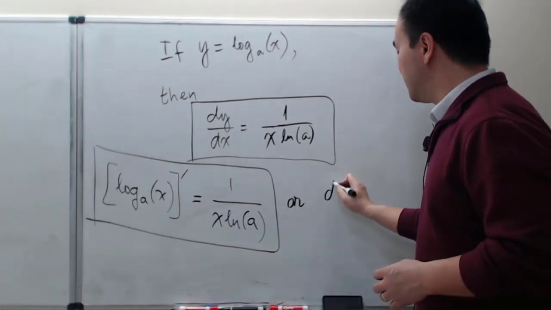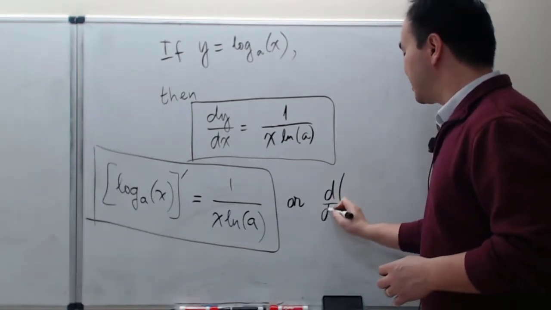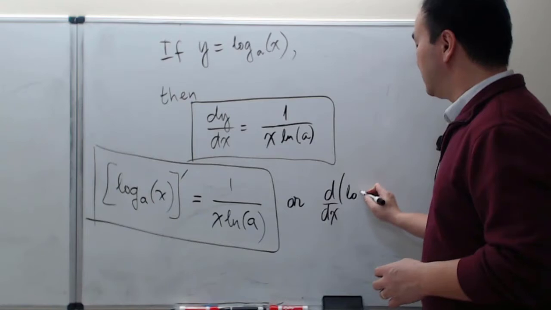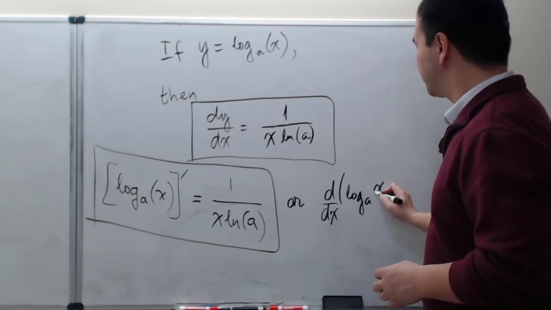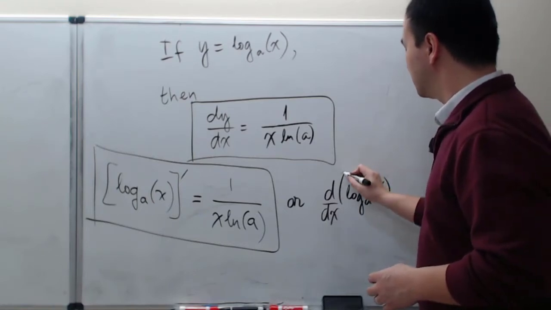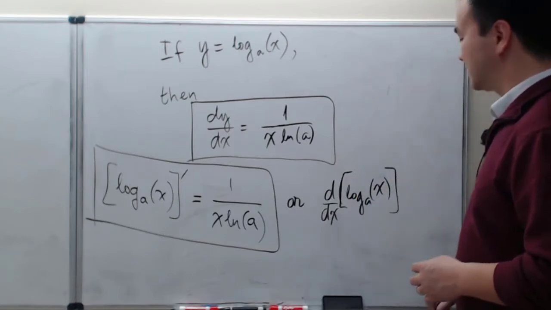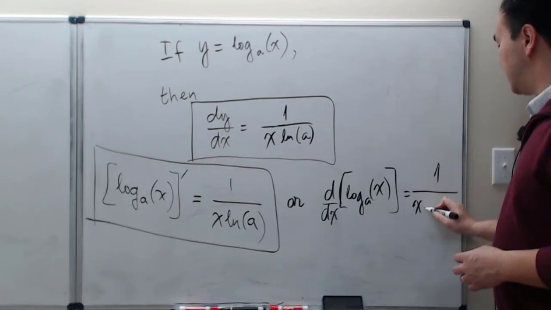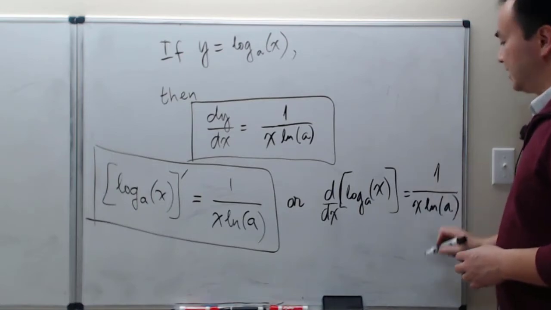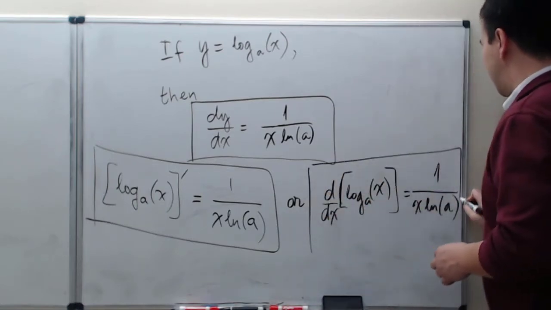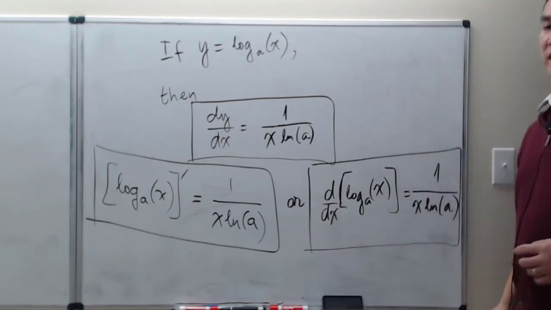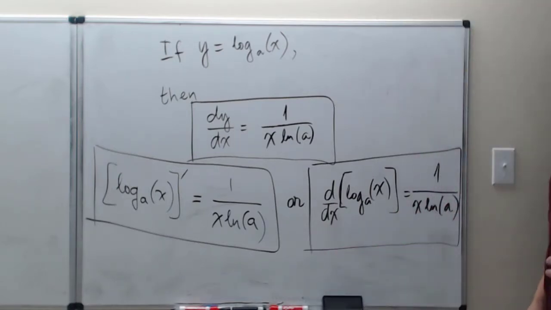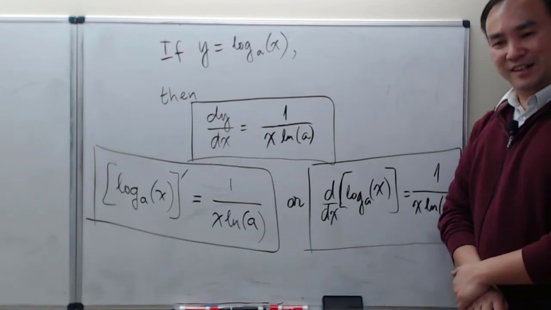alternatively, we can go differentiating with respect to x. Log base a of x, that gives us 1 over x times natural log of a. Three different ways you can write your rules for taking derivatives of logarithms, not only the natural logs.